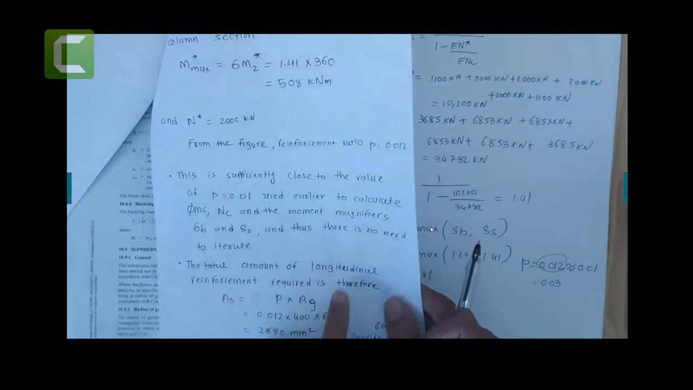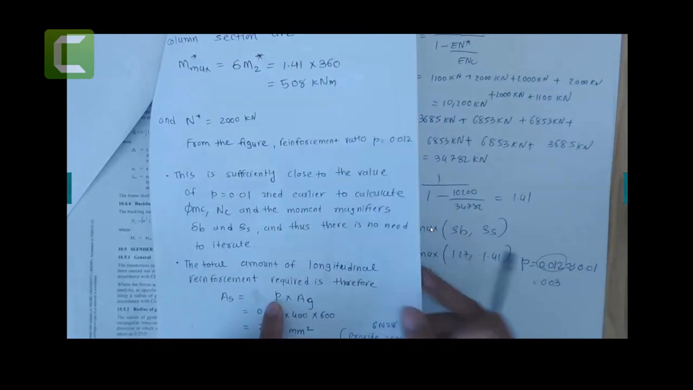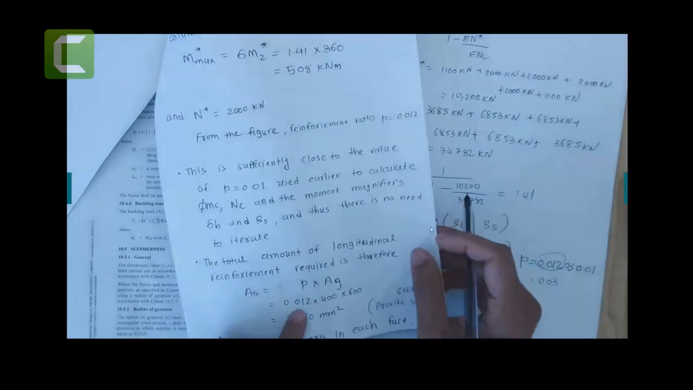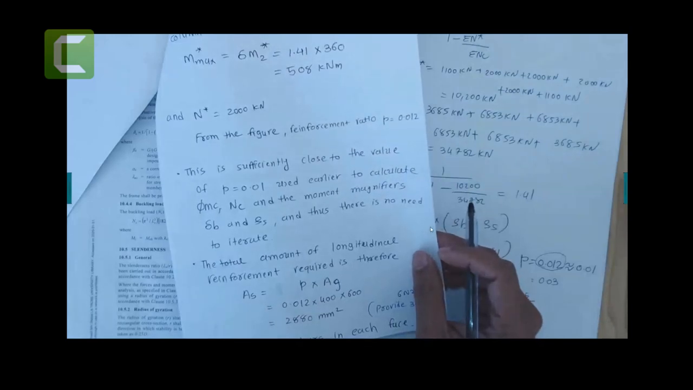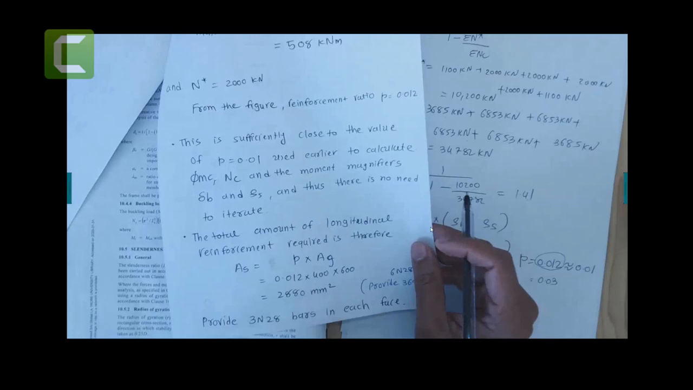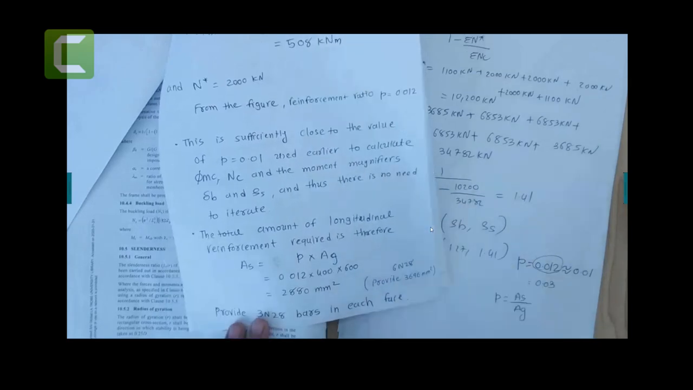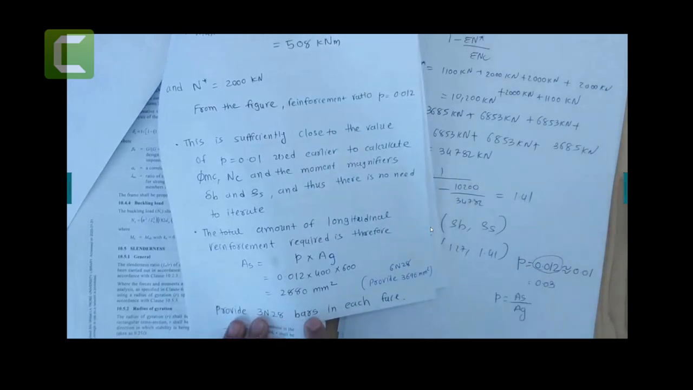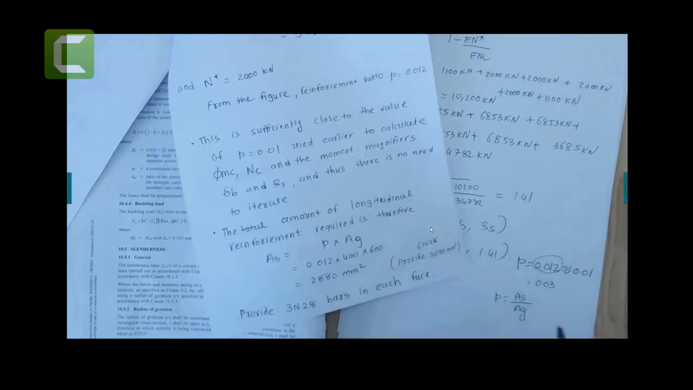So the longitudinal reinforcement that we need, as I mentioned, this reinforcement ratio is your steel ratio, the steel area, and that is 0.02 times this gross area. That will give you As of 2800 millimeter square. So we can provide 3N28 bars on the east face.